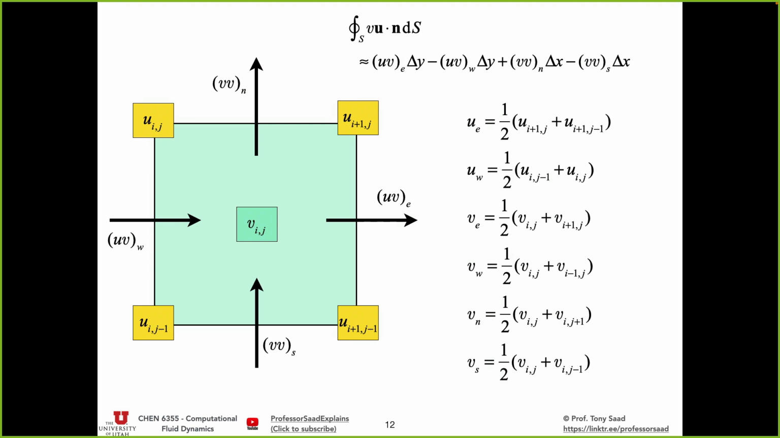Now, where does this convective flux live? The result, we know it lives at the cell center because it's going to contribute to the evolution of Vij here in the cell center. Same thing for the pressure gradient, same thing for the diffusive flux, they will all live in that quantity.